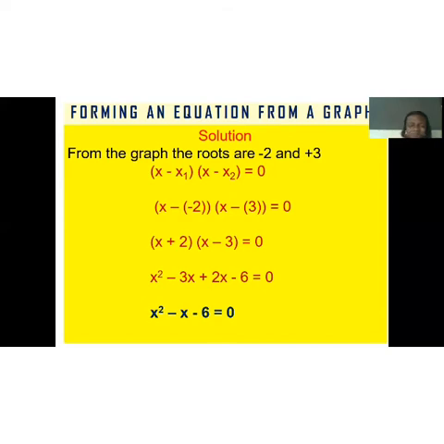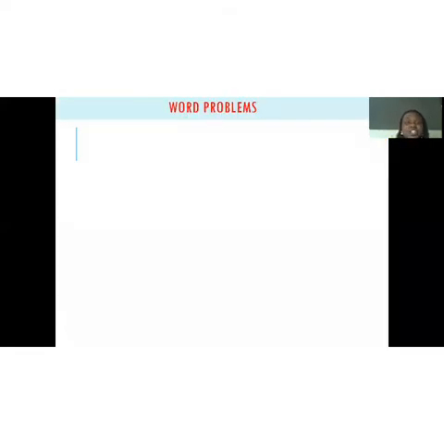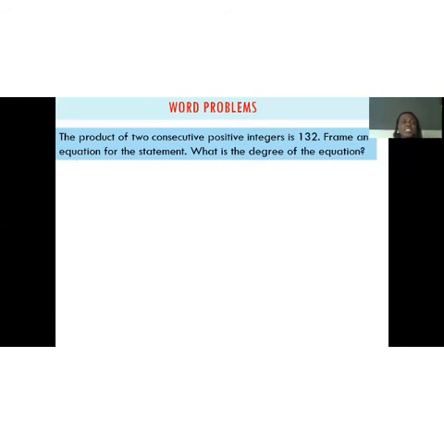Okay, so that's forming an equation from the graph. Now, word problems, this is the last thing we're going to look at. So what if you're riddled with a word problem? I know some of you don't like word problems, but they are easy if you take them one step at a time.